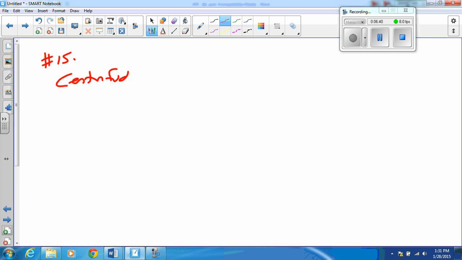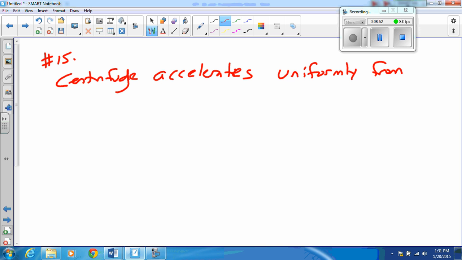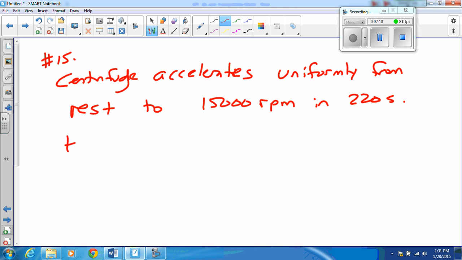Carries uniformly from rest to 15,000 RPM in 220 seconds. How many revolutions did it turn in this? Hang on a second. Uniformly from rest to how many revolutions per minute? 15,000. In how many seconds? 220. And then the question is, how many revolutions did it turn in this?